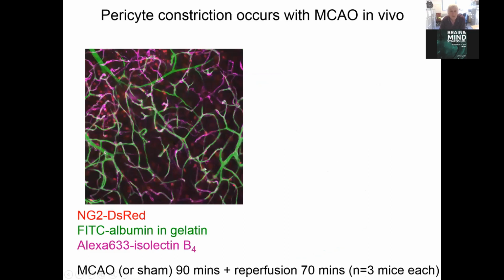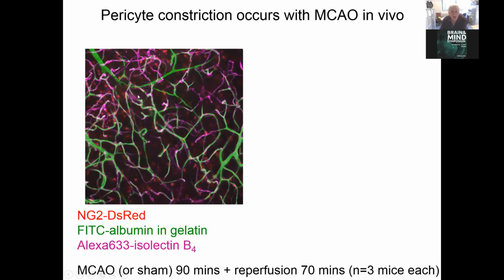That was a retina. This is now in vivo in the cortex. What we've done here is, this is in a mouse where the pericytes are red. You may just be able to see them. There's green stuff in the blood, Vicky albumin in gelatin, and there's vessel labeling with this purple isolectin here. And what we've done is to do 90 minutes of simulated stroke and then reperfusion for 70 minutes. And we then inject this green stuff in gelatin and cool the animal down so the gelatin sets. And we can see which vessels were perfused with blood and which ones were not.